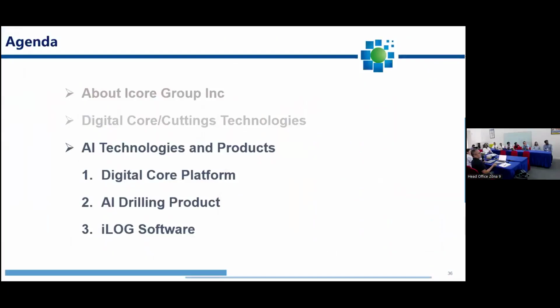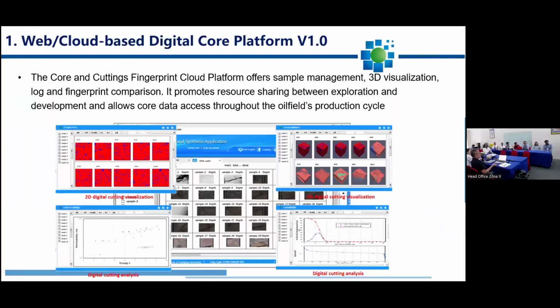I think I've done most of the work already. Let me try to finish up in 5 minutes, maybe. The third part I'm going to cover very briefly is some AI technologies. We discussed big data AI technology. One is the web or cloud-based digital core platform, because the digital core CT scanning data sets are huge.